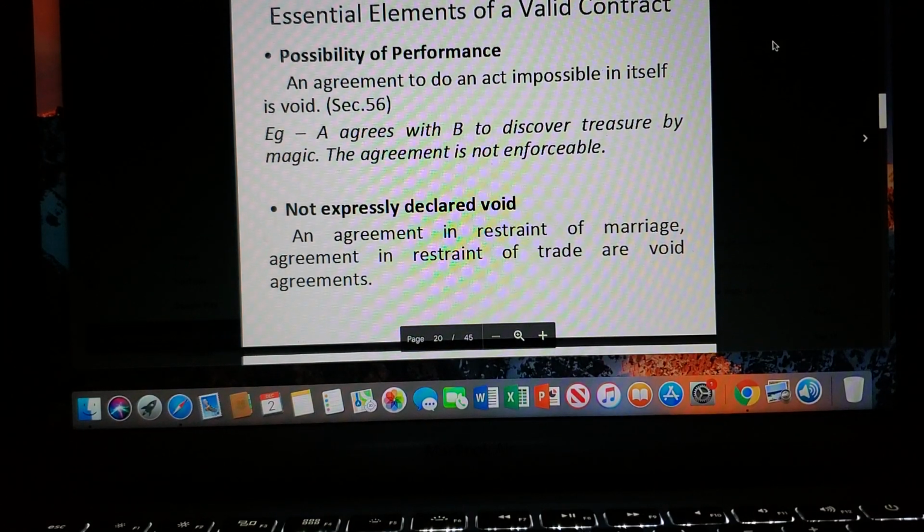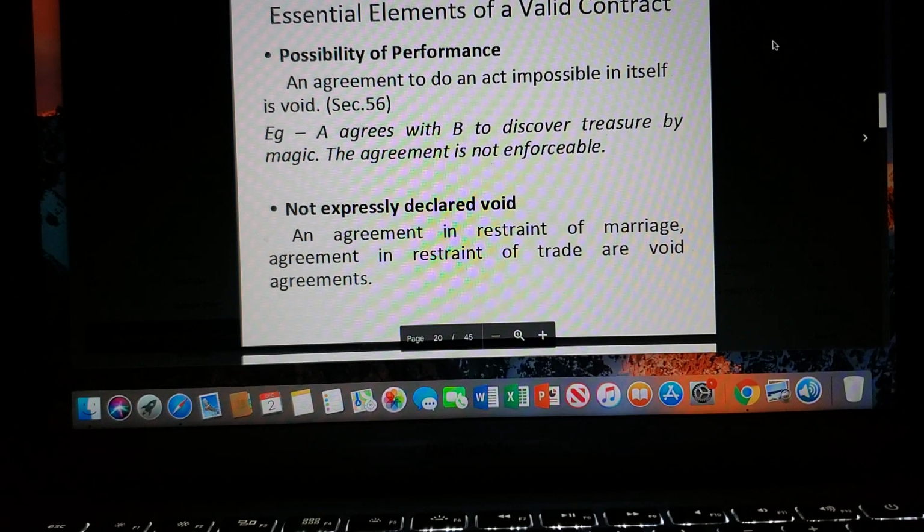Another essential element of a valid contract: not expressly declared void. An agreement in restraint of marriage and an agreement in restraint of trade are void agreements.